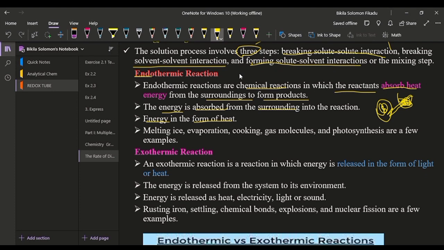Absorb jechuudha. So for example, melting ice, evaporation, cooking, gas molecules, photosynthesis are few examples of endothermic reaction.